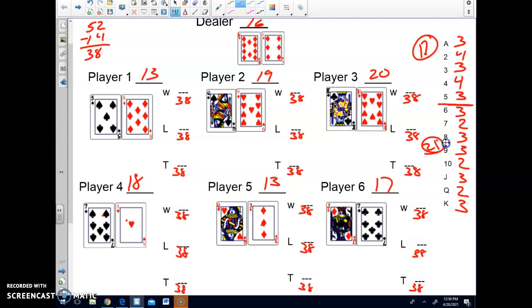Okay? When the number is less than 17, so player 5 and player 1, where our score is less than 17, I can only win or lose. I win if the dealer gets a card between 6 and king, because if the dealer gets a 6, they're at 22. Anything above it is going to send the dealer's score above 21. All right? So if a 6 through king comes, the dealer goes over 21. In that case, I win.